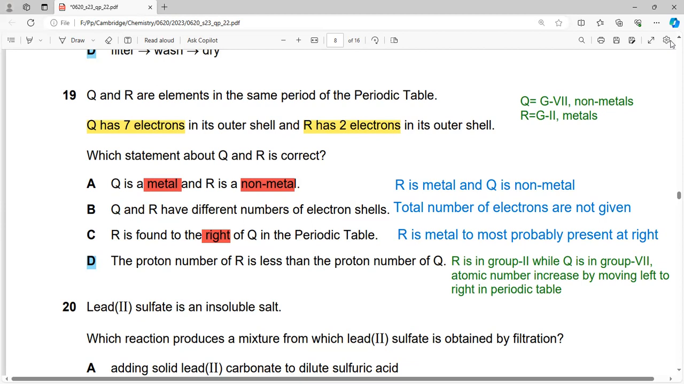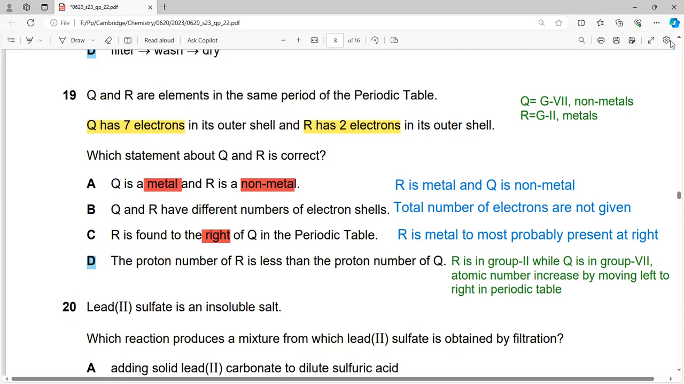R is found to the right of Q in the periodic table. You can see that R is present in the second group, so it is present to the left side of group 7. So that's why R is a metal. Most probably it is present to the left side of the periodic table.